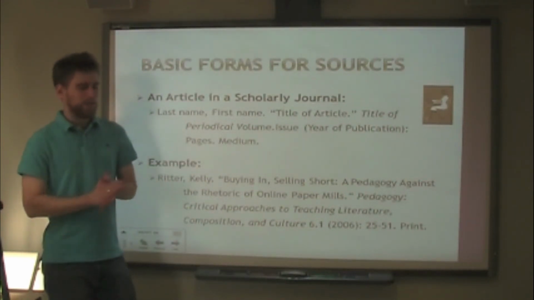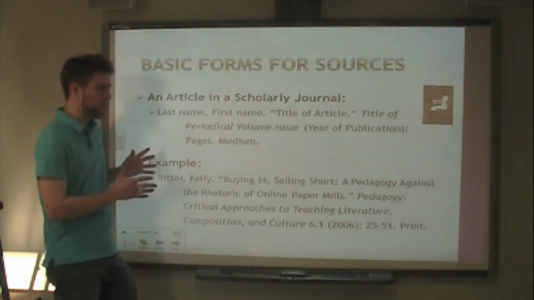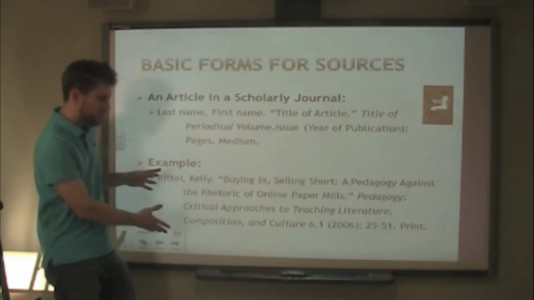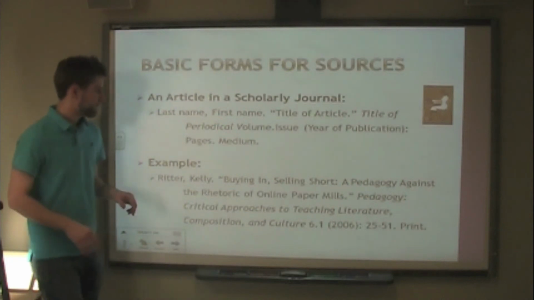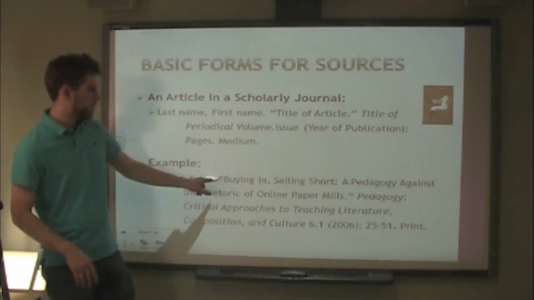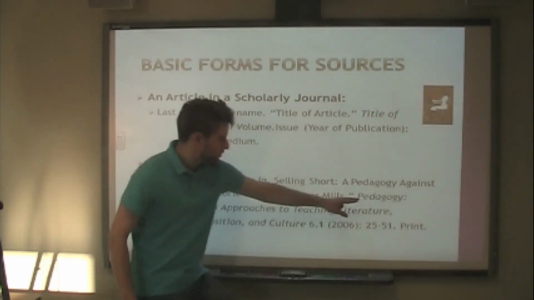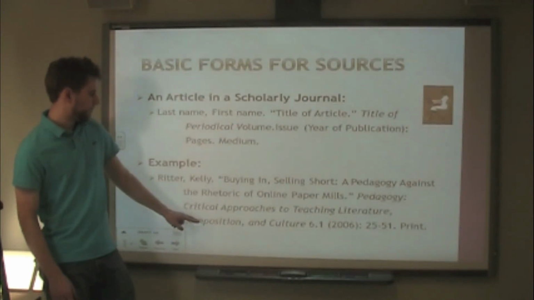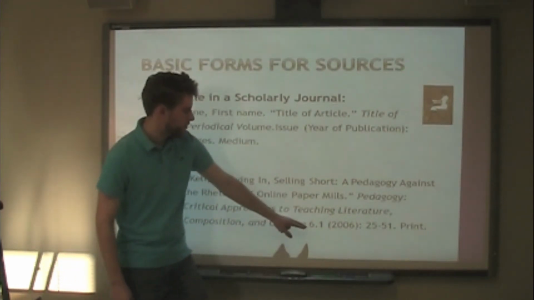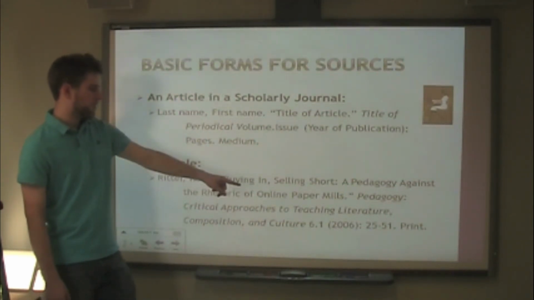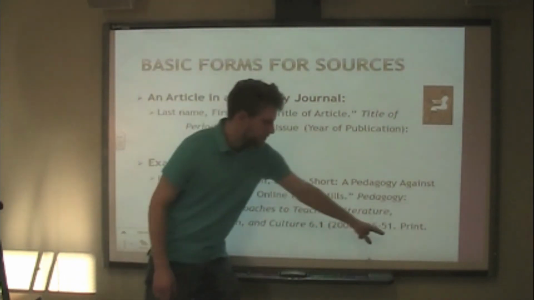This is all very complicated, and the reason that we're going over it and we're doing these videos is because it is really complicated. No one's going to memorize all this stuff, so if you need to pause and use this as an example, please do so. So you have the author's last name, first name, you have the title of the article in quotation marks, the title of the periodical starting here in italics, the volume and issue number, so volume 6, issue 1, year of publication is 2006, these are the pages, and this is the medium.